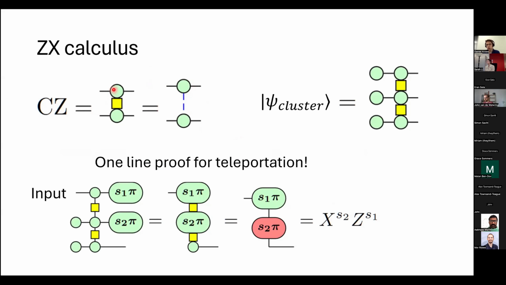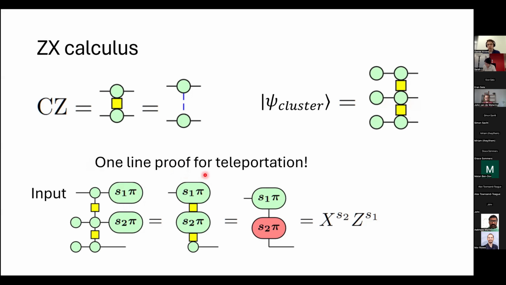Control Z is actually this kind of thing, which many times you will see people show as a dashed blue line. So when I try to prepare the cluster state, I basically have this type of diagram. I start from plus, plus, plus, and I have control Z and control Z. And here I merge this green spider. You can think of having two green spiders, and this will be a little bit to the right, okay? But we did some kind of compressing here. So now let's see the one line proof for teleportation.